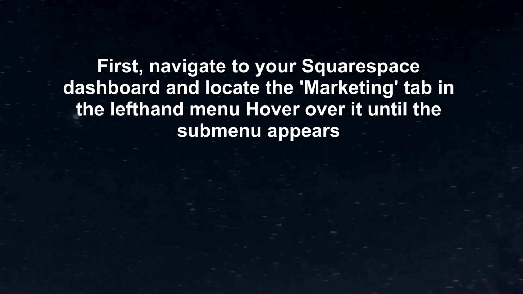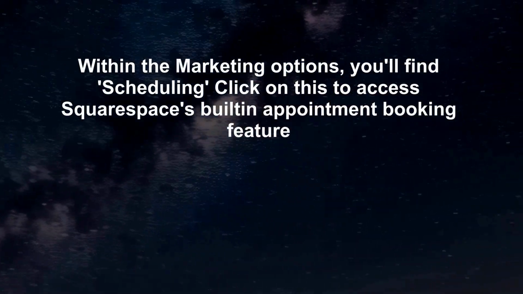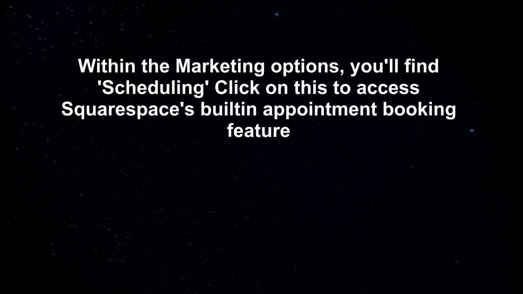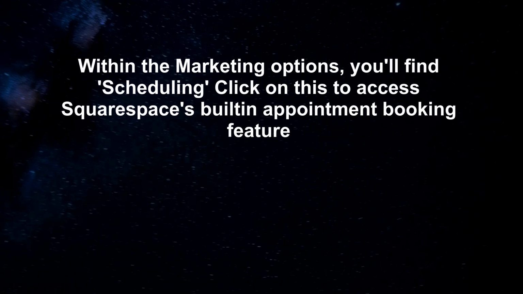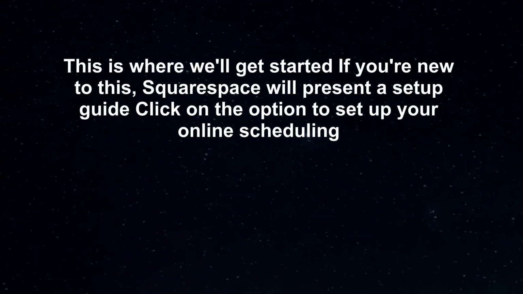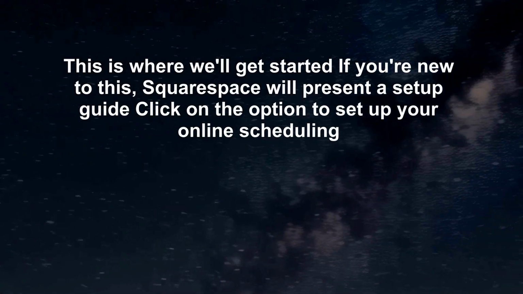Hover over it until the submenu appears. Within the Marketing options, you'll find Scheduling. Click on this to access Squarespace's built-in appointment booking feature. This is where we'll get started if you're new to this. Squarespace will present a setup guide. Click on the option to set up your online scheduling.